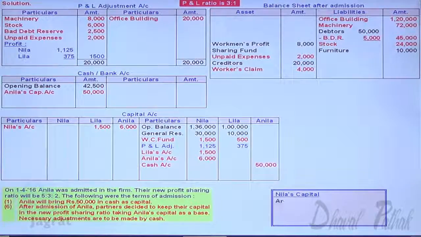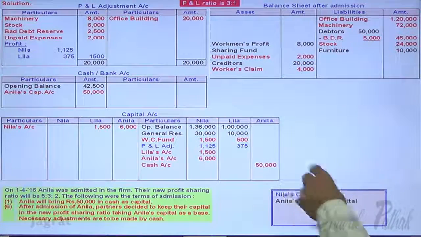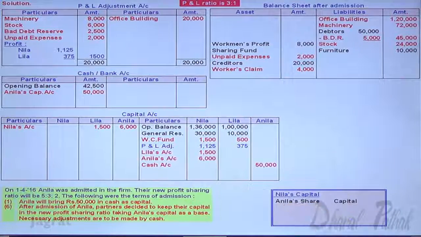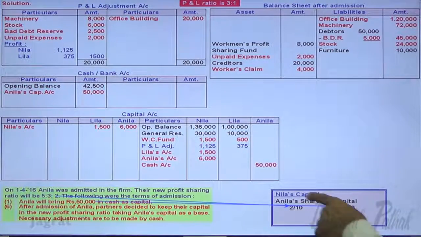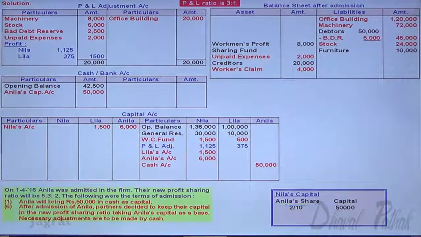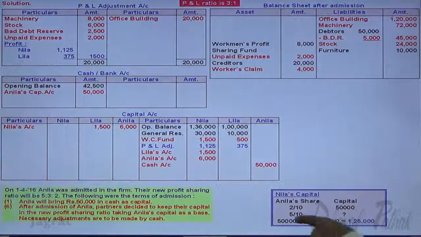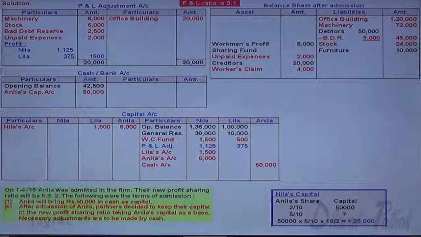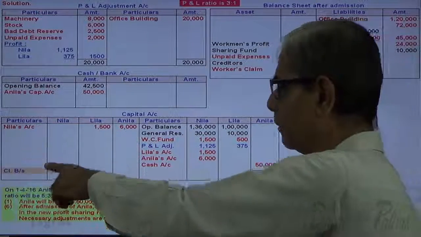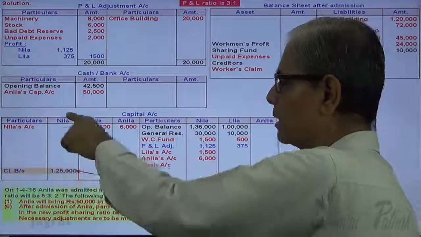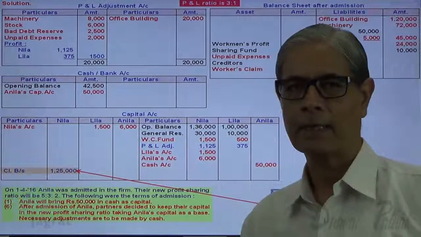Let us work out. I want to find out Neela's capital required to be maintained. So Anila's share 2 by 10, for that she is required to maintain 50,000. How much is required to maintain by 5 by 10 share? So it should be 1,25,000. So 2 by 10 share 50,000, 5 by 10 how much? So 50,000 into 5 by 10 into 10 by 2. So 1,25,000 is the capital required to be maintained by Neela. So closing balance of Neela's capital account should be 1,25,000.